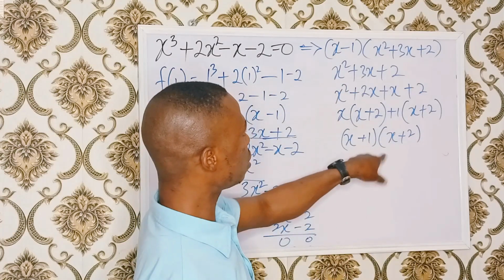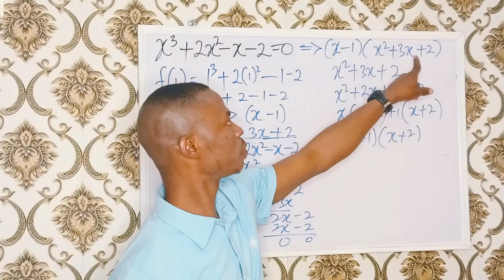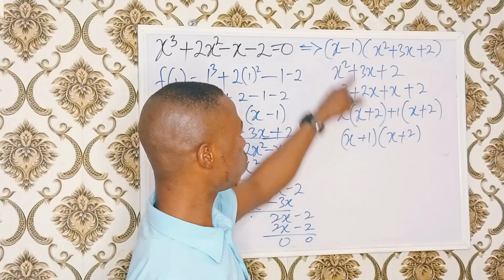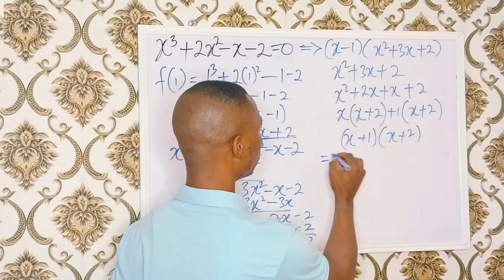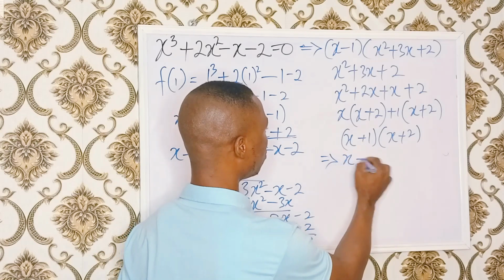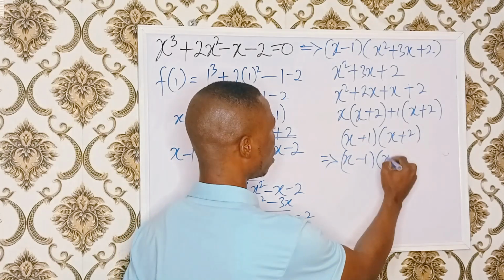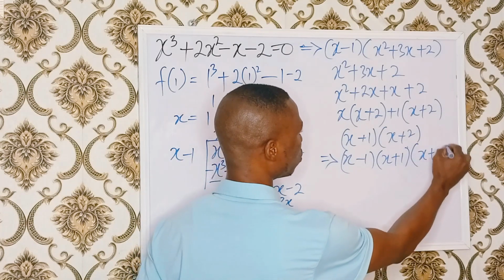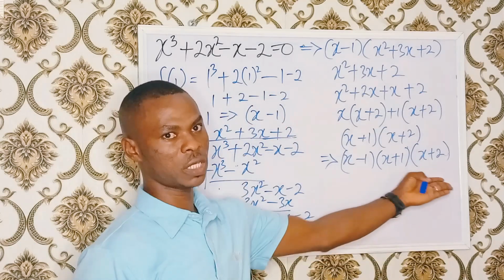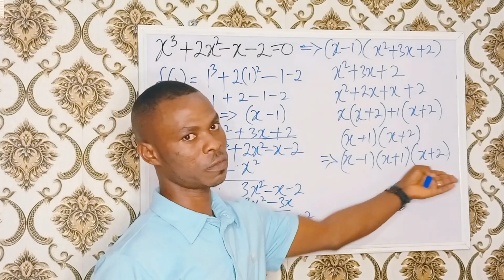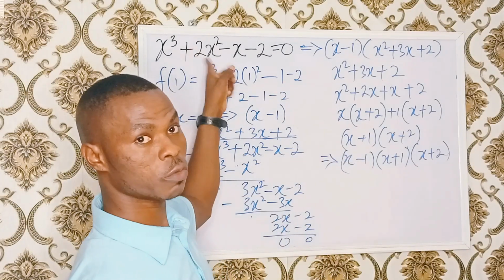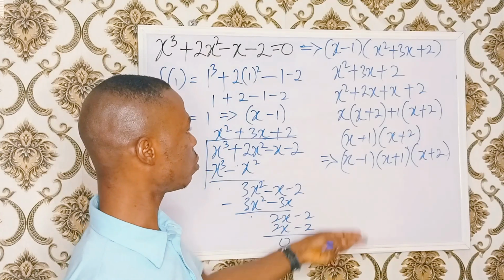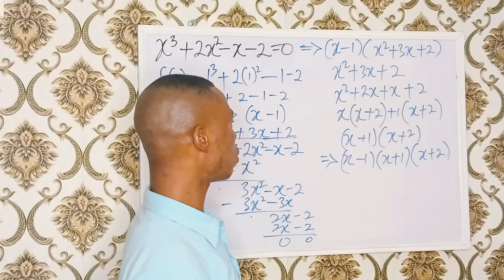Now we factorized this quadratic equation here, and that gives you this. So we take this one and join it together with this, so it implies x minus 1, x plus 1, x plus 2. So if you open these 3 factors and multiply them, it's going to take you back to this polynomial here, which is the cubic equation. So from here, let's get the roots of the equation.